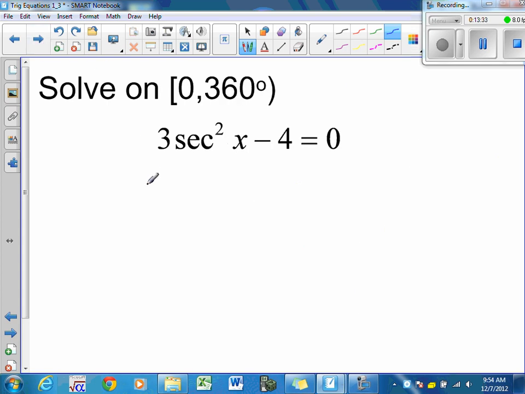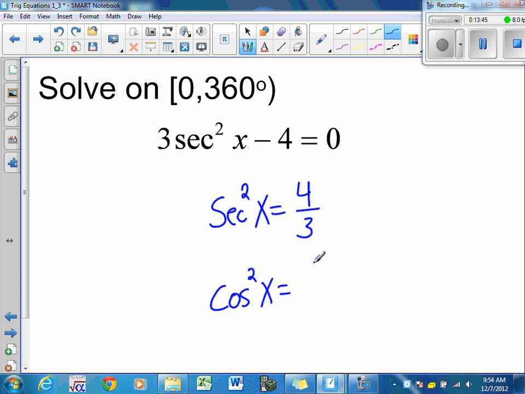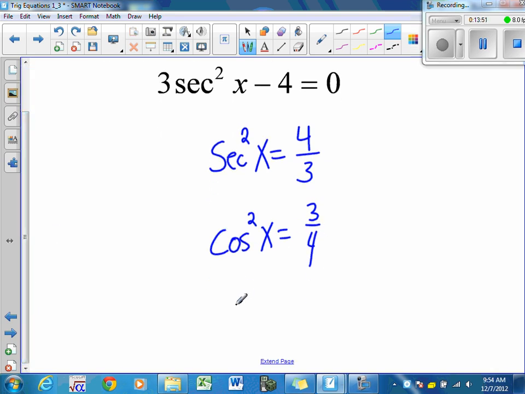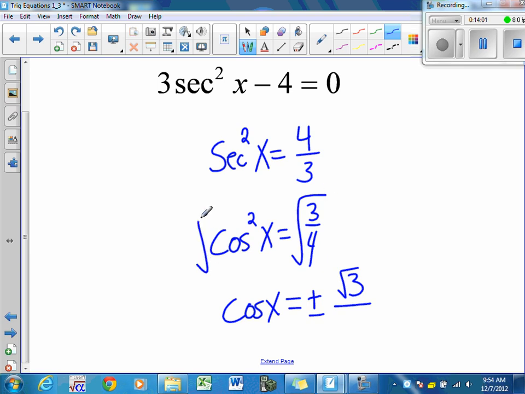3 secant squared x minus 4 equals 0. Well, if I get secant squared x equals 4/3, I can flip both sides, which gives me cosine squared is 3 over 4. Now to solve, I got to take the square root of both sides, which would give me cosine equals plus or minus the square root of 3, and the square root of the bottom is 2.